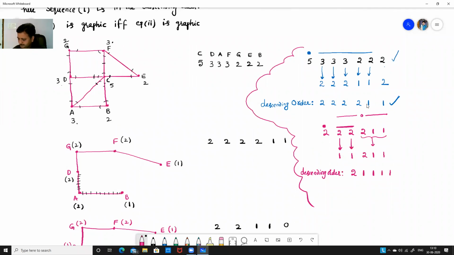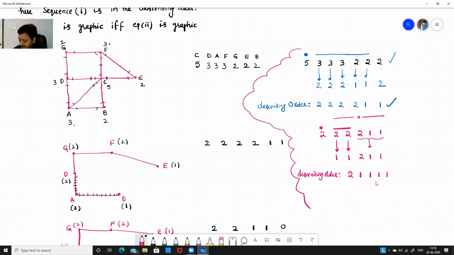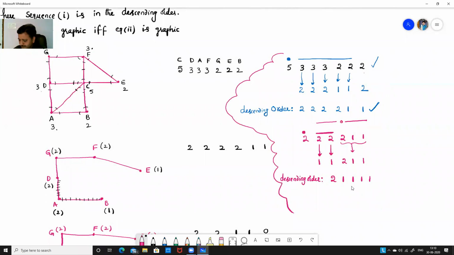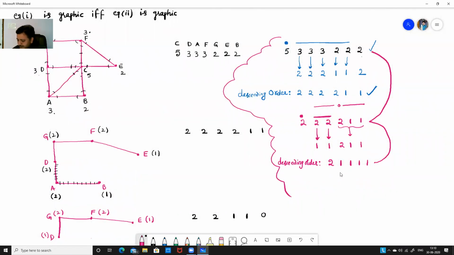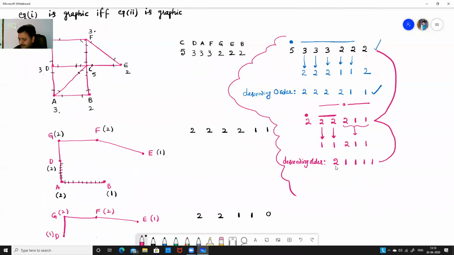Right? Now suppose it is forming a simple graph, then automatically I can say the previous one is a simple graph. This is called the Havel-Hakimi result. Let me verify: is it possible to draw a graph of five vertices, out of which four vertices have degree 1 and one vertex has degree 2? Is it possible or not? Let me check it.